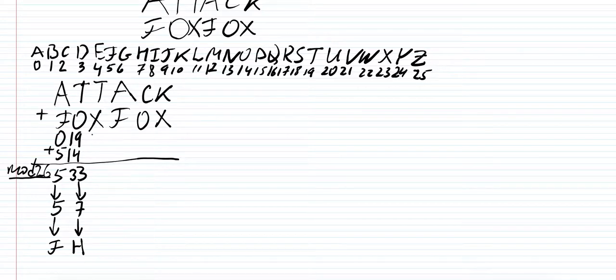Then for this T, we have 19. And for X, we have 23. So we add them together, and we get 42. And 42, if we use modulo arithmetic, we subtract 26. So we're going to get 16. And if we look up 16, we're going to get Q.